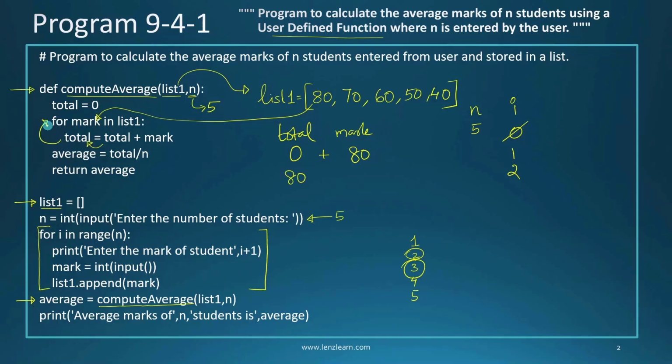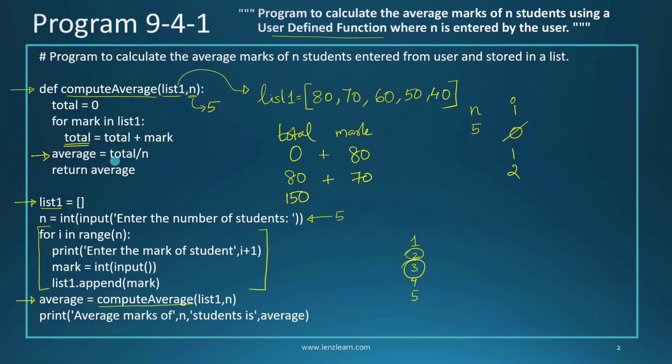Now the control will go back to the for loop again. Now it will take the next value 70 and load it to the control variable mark. So this time you can see it will add 80 and 70 together, and the result 150 will be stored into the variable total. Now this for loop will work 5 times because you have 5 elements inside the list, and once the for loop is finished, it will add all these values and the result will be available inside the variable total.